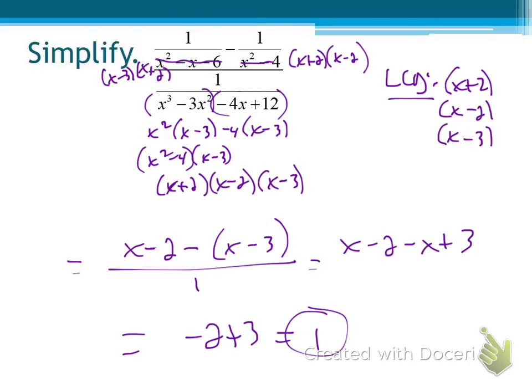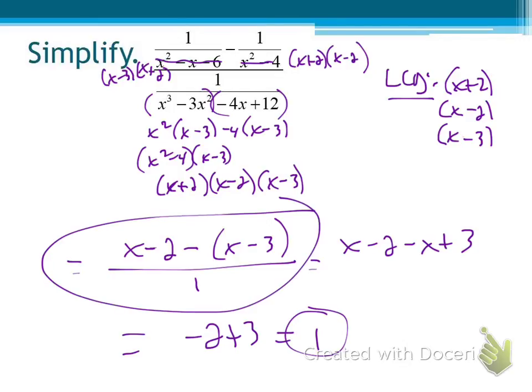So your least common denominator should be x plus 2, x minus 2, x minus 3, multiplying each numerator by what its denominator is missing, and you end up with this right here. Not as complicated as it looked when you first started factoring, right?